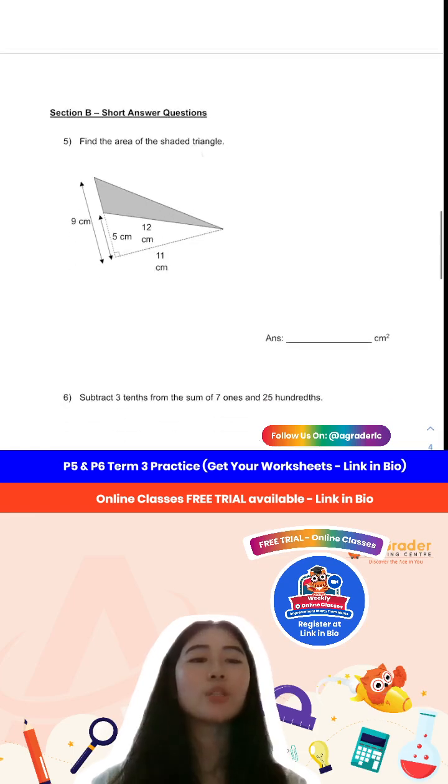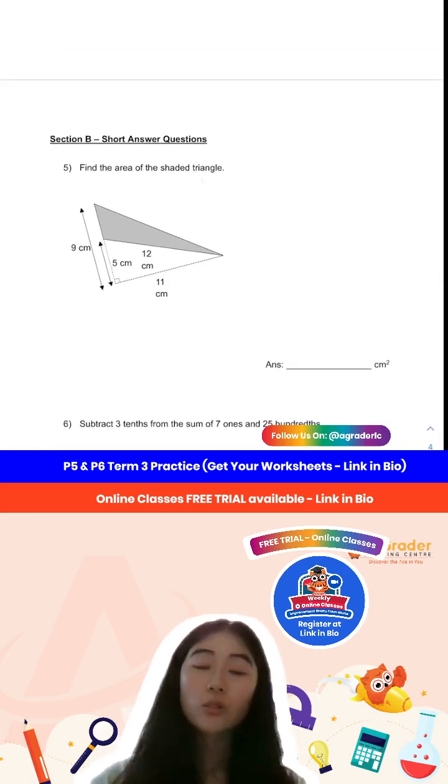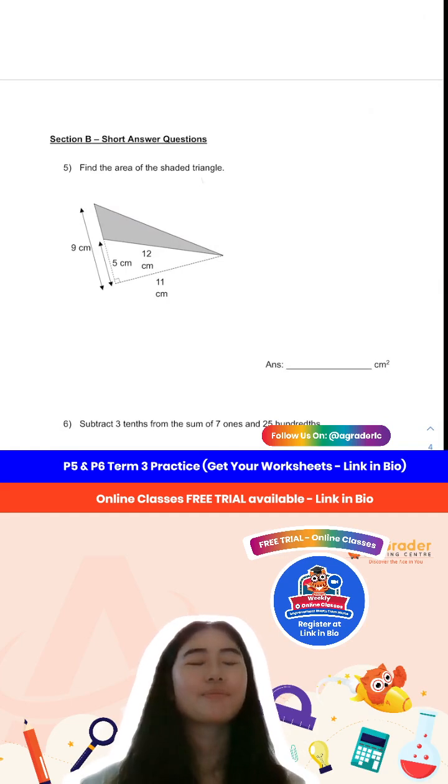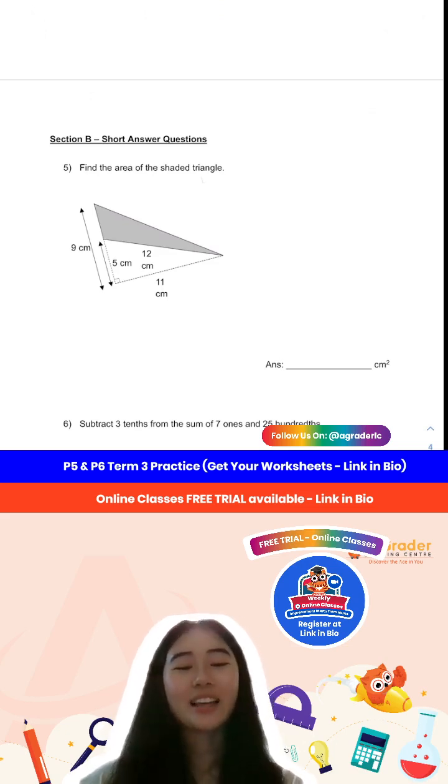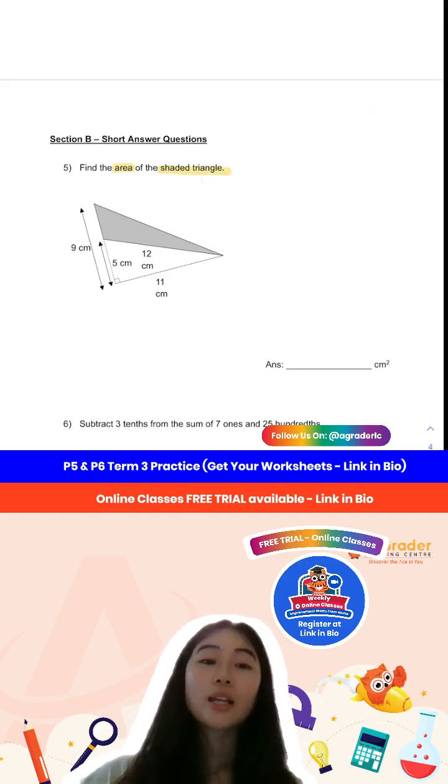Okay, so we're done with our MCQ. Let's look at section B. All right. Okay, Asher, I will keep a lookout for the likes. Thank you for the likes. So for question 5, you are supposed to find the area of this shaded triangle. Let me know your answers.